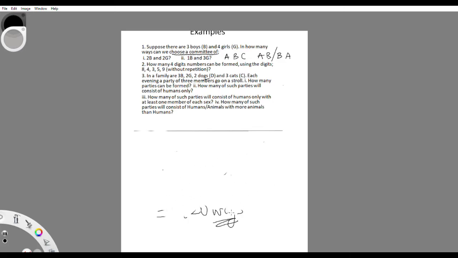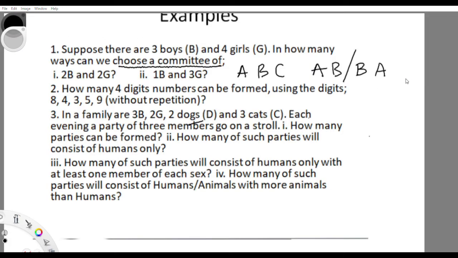In a family there are 3 boys, 3 girls, 2 dogs, 3 cats. Each evening a party of 3 members go on a stroll. How many parties can be formed? That's the first question. How many parties can be formed? Now remember, you are doing this without replacement. Okay, you have 3 boys, 2 girls, 2 dogs, and 3 cats.